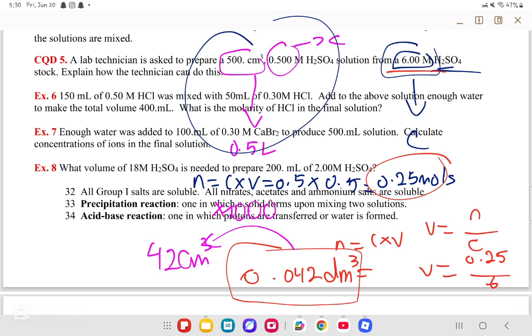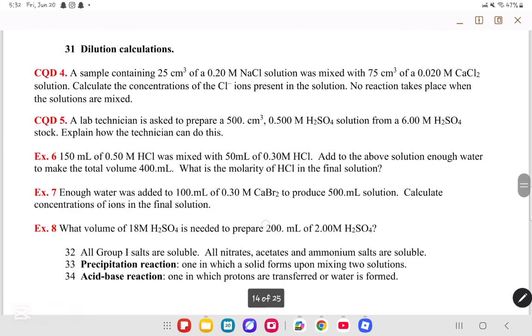will place it in a 500 centimeter cubed volumetric flask containing about 50 milliliters of water, and then add enough water till the top of the meniscus is tangent to the etched mark on the neck and shake well to homogenize. So basically, you will take 42 centimeter cubed from this, place it in a 500 centimeter cubed volumetric flask that contains 50 milliliters of water, then continue adding water until it reaches 500 centimeter cubed. Okay, so that is it for CQD 5.